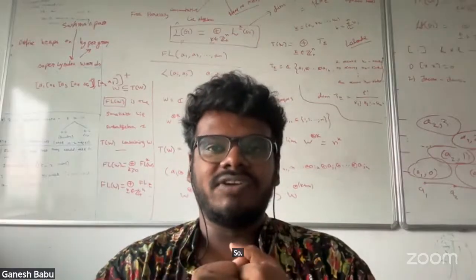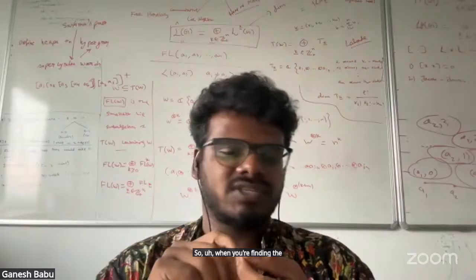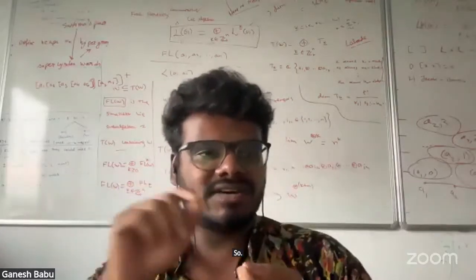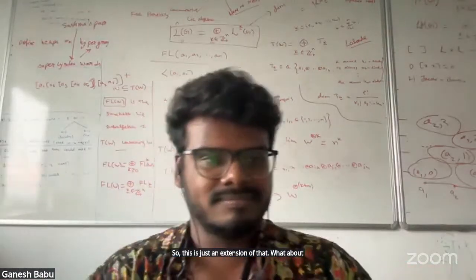So when you're finding the degree of a square, you will make just one move. So this is just an extension of that. What about 2 moves? Okay.